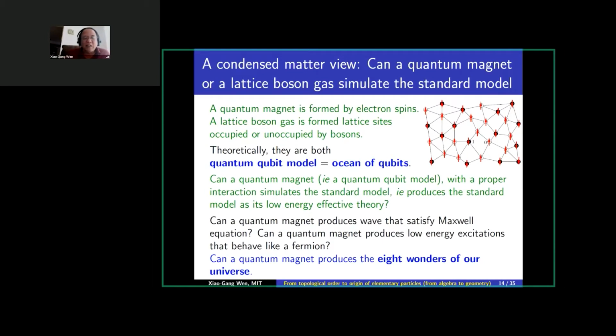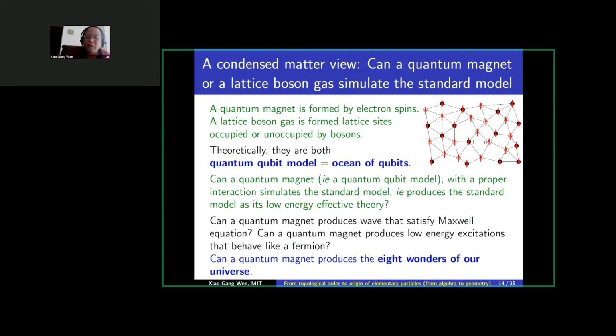Here I want to make a remark: trying to have elementary particles emerge from qubit motion has another point of view. We can ask, can we use quantum magnets, this quantum material, to simulate the standard model? Because this qubit ocean is actually a quantum magnet. We can view each qubit as an electron spin pointing up or down. So that is a quantum magnet. The question is, can we design some interaction between those qubits or electron spins, such that at low energy, the collective waves in this electron spin ocean satisfy the Maxwell equation, for example?